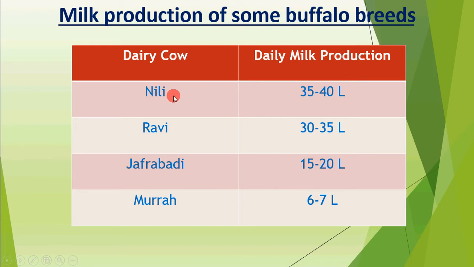Then buffalo breed milk production. We know some buffalo breeds which are Neeli, Ravi, Jafrabadi, Murrah. If you have a look, Neeli provides 35 to 40 liters of milk, but Ravi provides 30 to 35 liters. Jafrabadi provides 15 to 20 liters, and Murrah 6 to 7 liters. But in our country, there are not too many dairy buffalo farms, but in foreign countries there might be some buffalo breed farms.